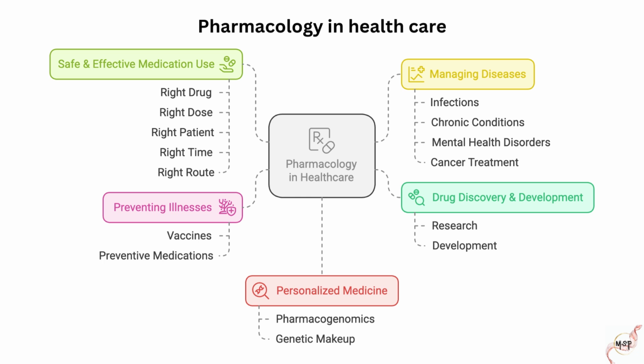Next role is in disease management. From infections to chronic conditions, mental health disorders to cancer, pharmacology plays a key role in treating illnesses and improving quality of life. Next is illness prevention. Here, vaccines have successfully eradicated diseases like smallpox and significantly reduced the impact of others, keeping communities healthy.